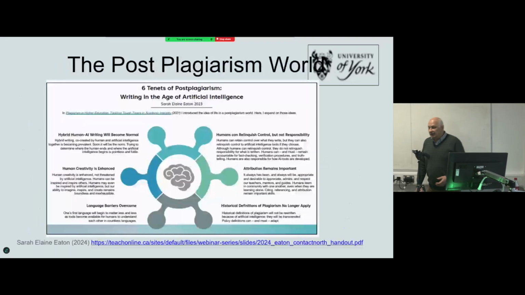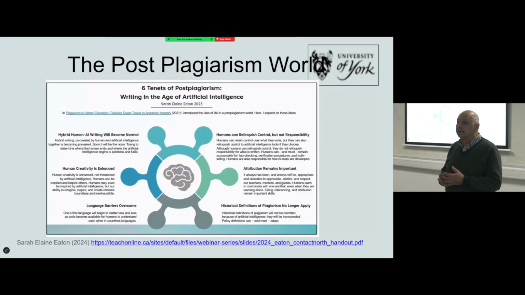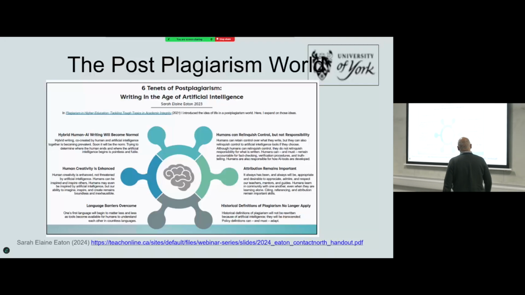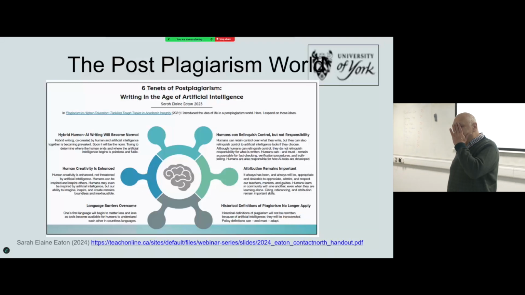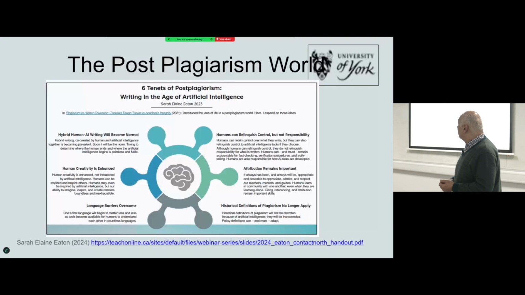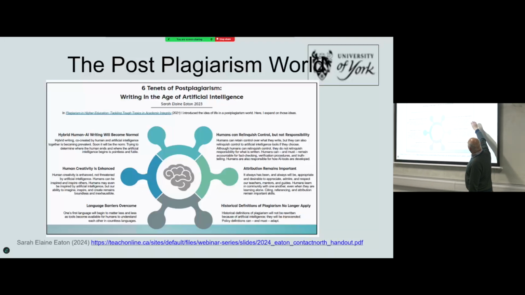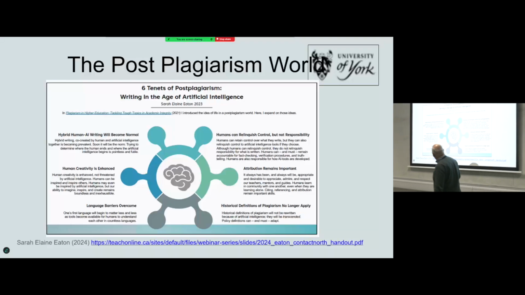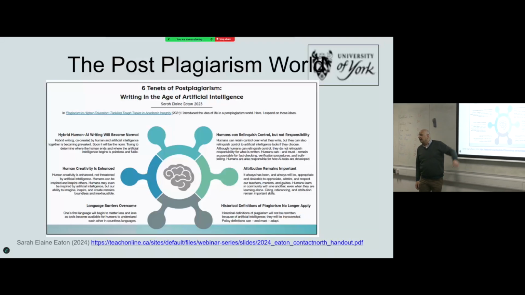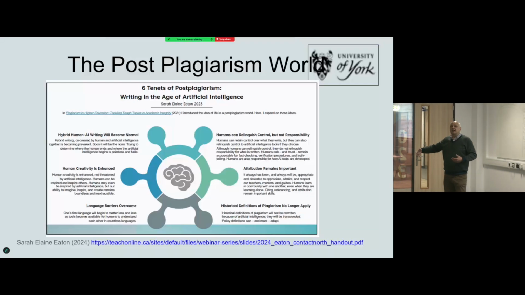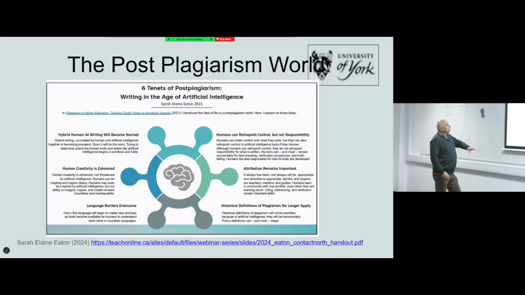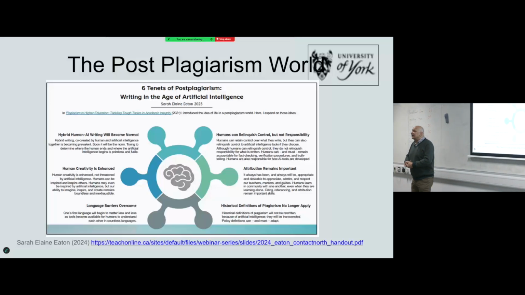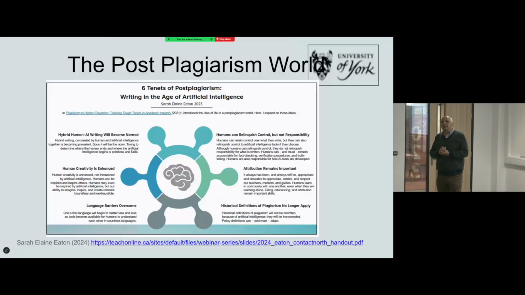And this is her nice diagram. Sorry, when I was reading it on my screen, it looked nice and clear, but I realize that it's not as clear as I thought it would be. So if I take you through it: humans can relinquish control, attribution remains important, language barriers are overcome. We've already covered that in FATE. So FATE is essentially our ethics context within which post-plagiarism operates. The idea is that the end result is that human creativity is enhanced as opposed to replaced, which is the ideal.